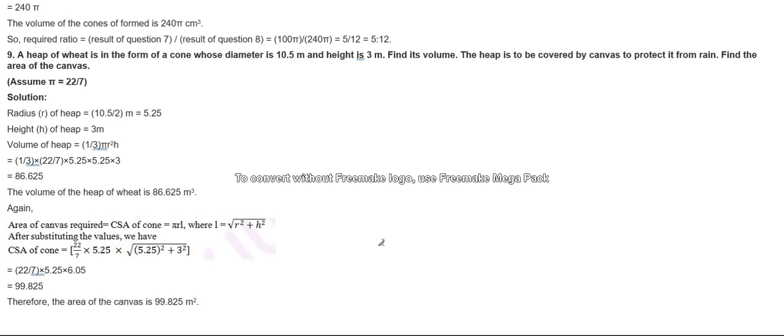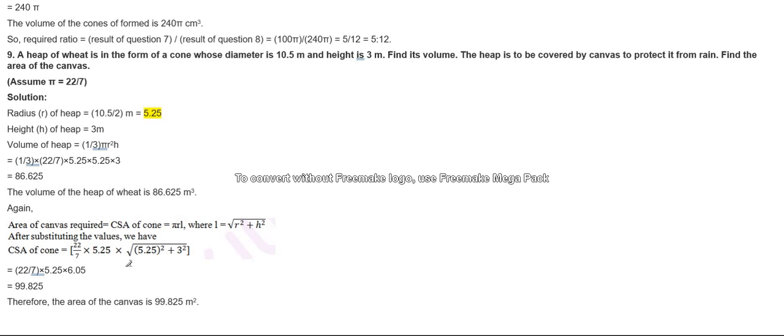What is given to us? Diameter as well as the height. Once the diameter is known, we can find the radius, a common thing. Then the height is known to us. This is the volume we have found. Again, what do we have to find? We have to find the CSA, because the heap is covered from all sides, not from the bottom.